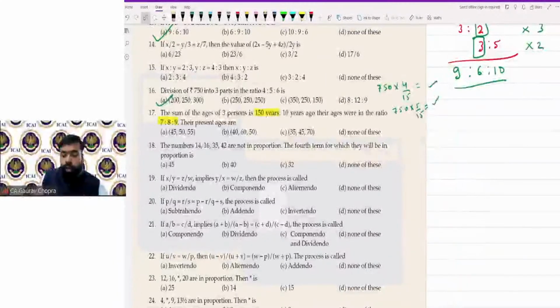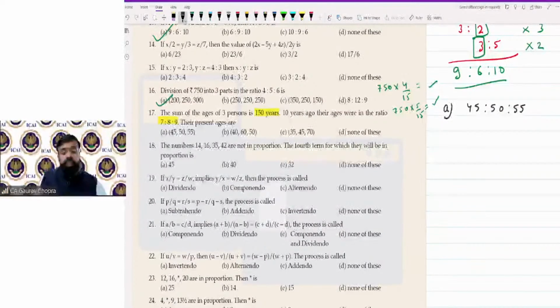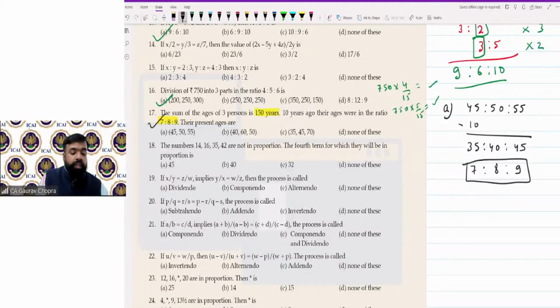So if you try option number 1, 45, 50 and 55. So this is the age. Now 10 years before इन सबकी एज क्या होगी? Subtract 10 from all of them. 35, 40 and 45. So now check the ratio. So cancel with the help of 5. Ratio will be 7, 8, 9. Yes, it is the correct ratio, 7, 8, 9. Therefore, option number A is correct.